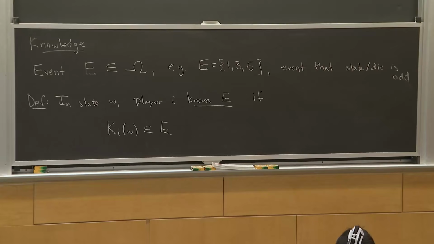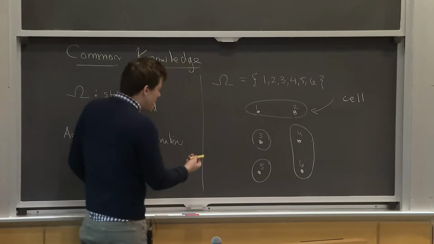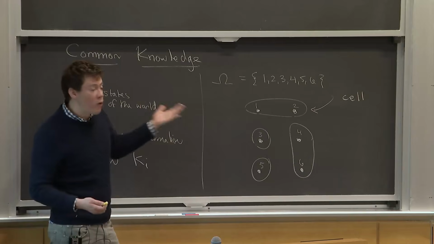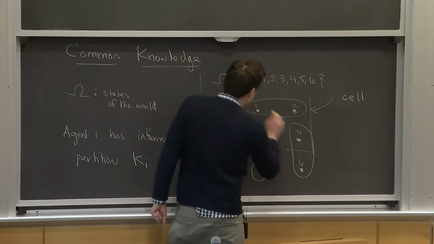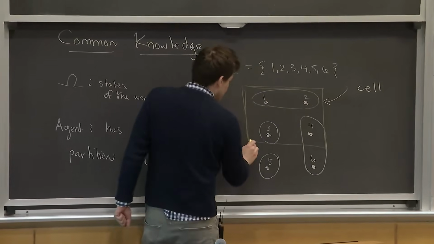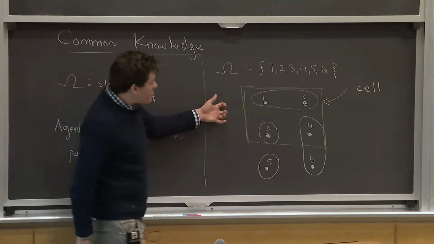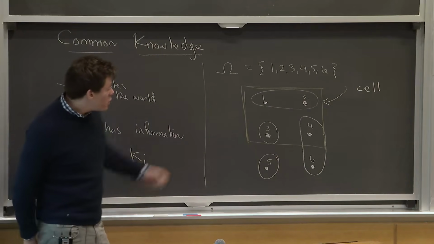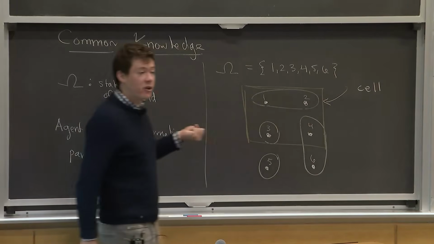So I think it's kind of easier to go through an example again. So let's here think of an event, the event that the die is at most 4. Okay? So that's going to be this event here. And we can ask, well, does this player, the player i whose information partition is represented here, do they know event E? Or another way we might say it is, do they know that event E has occurred?